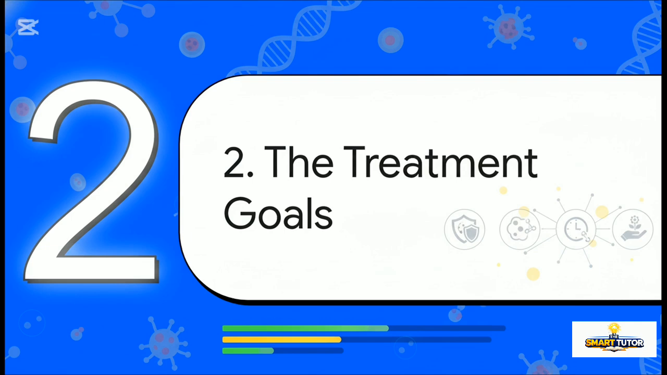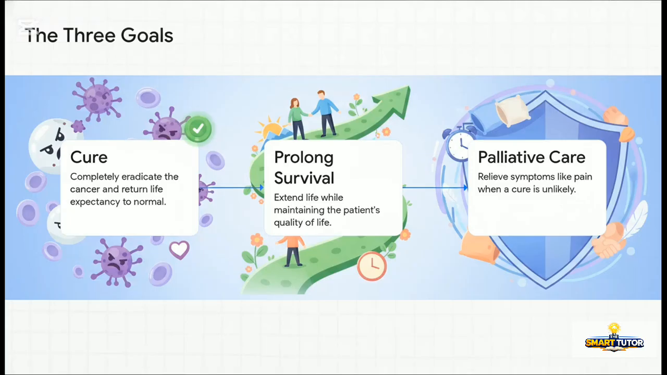All right, so we know what cancer is. The next logical question is, what are we actually trying to do about it? Because the goal isn't always the same for every single person. There are really 3 main objectives. Okay, so goal number 1, the absolute best case scenario is always a cure. This means completely getting rid of the cancer and getting the person's life expectancy right back to normal. But if a cure just isn't realistic, the goal shifts. We move to prolonging survival. The focus here is on extending life, for sure, but also on making sure that life has the best quality possible. And finally, there's palliative care. Here, the goal is all about providing comfort, relieving symptoms like pain when we know a cure is unlikely. And this is so important. What counts as a win really depends on the individual and their specific situation.